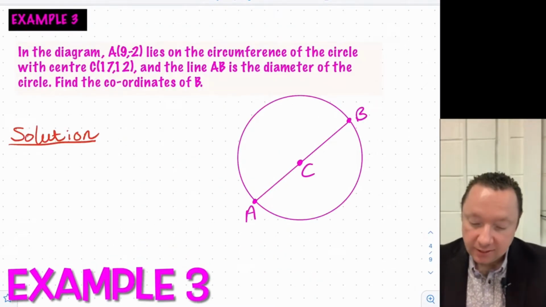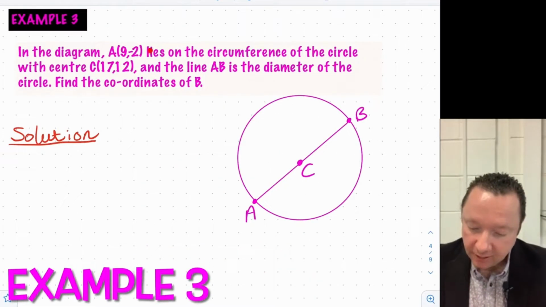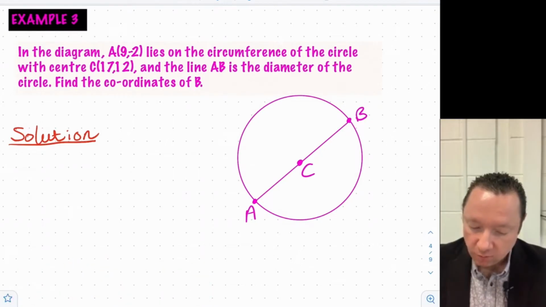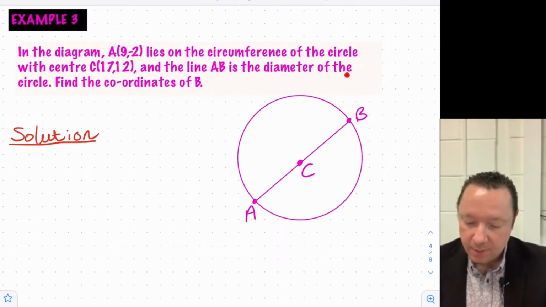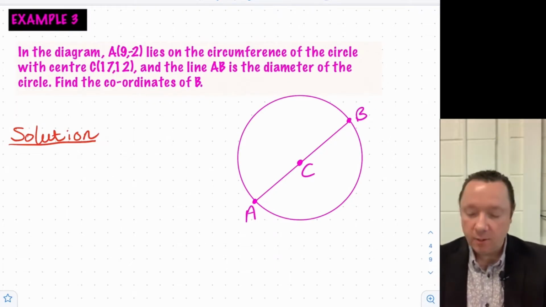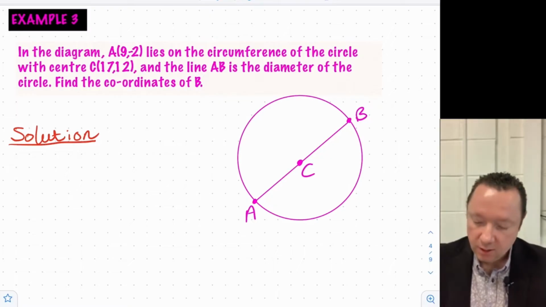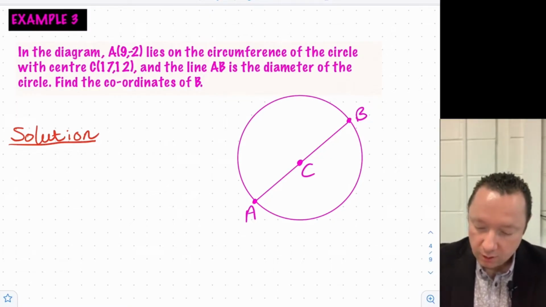Example 3 says in the diagram, A (9, -2) lies on the circumference of the circle with centre C (17, 12), and the line AB is the diameter of the circle. Find the coordinates of B. So a little bit kind of working backwards here. I know this point, I know the middle, and I'm trying to find the point on the outside. So let's just take a few notes here.